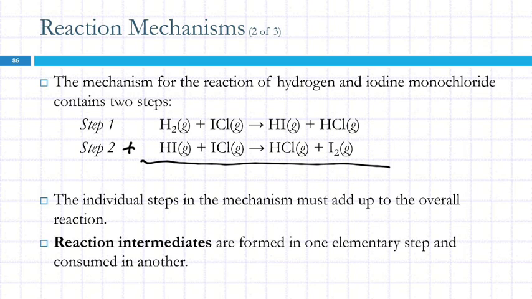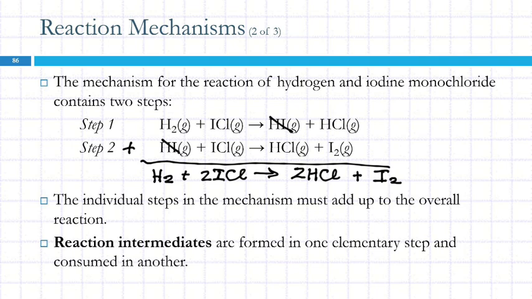Before you add equations, it's always a good idea to see if there's anything that's happening on both sides. So here we have HI on both sides. It's getting formed in the first step, destroyed in the second step. That's why it doesn't show up in the overall reaction. It wasn't there to start with, and it's not being produced. So it gets made and destroyed. It's called an intermediate. So that doesn't appear in the overall equation. So we add those together, we get the same chemical equation.